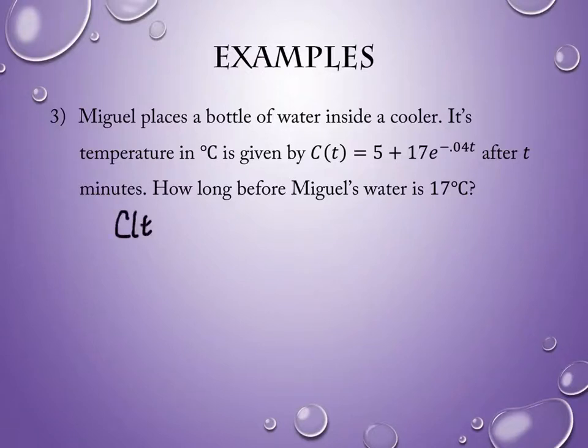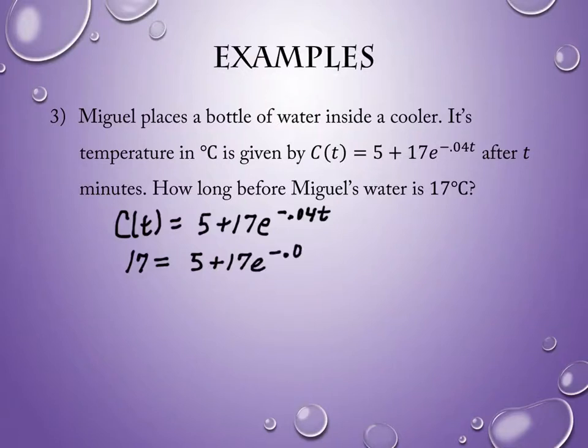C of t equals 5 plus 17e to the negative 0.04t. Okay, cool. And the question is, after how many, this is after t minutes of time that it's in the cooler, how long before Miguel's water is 17 degrees? So 17 degrees is our goal. It's the final outcome that we want. So it's what's on the left-hand side. And then we can solve the part that's on the right-hand side and simplify.